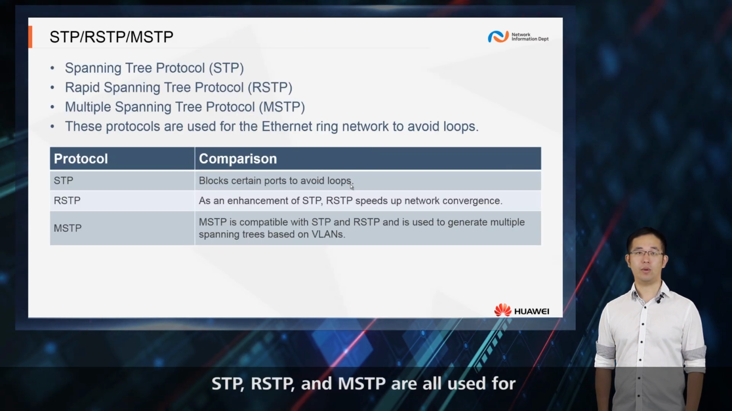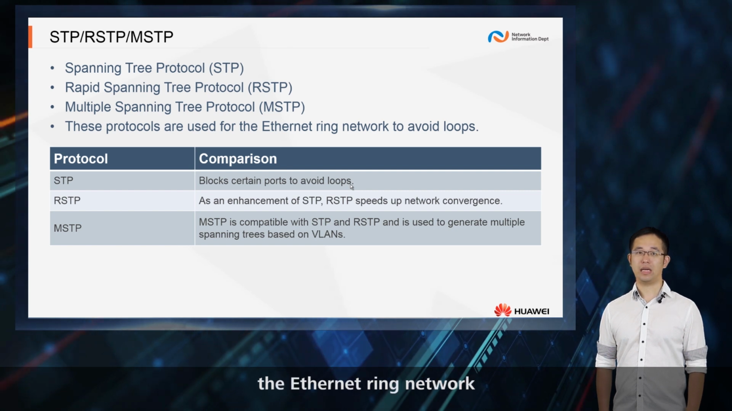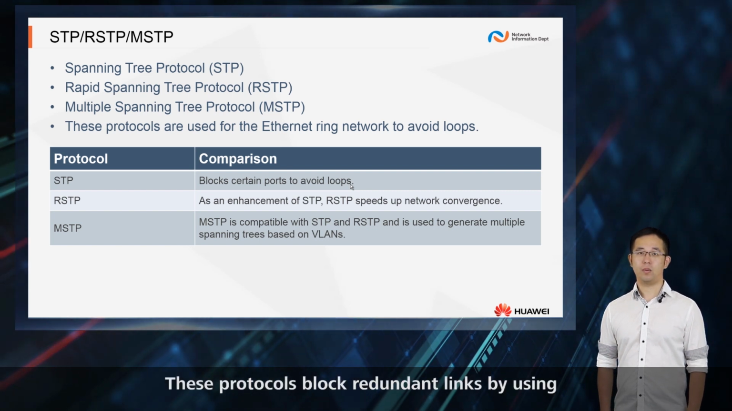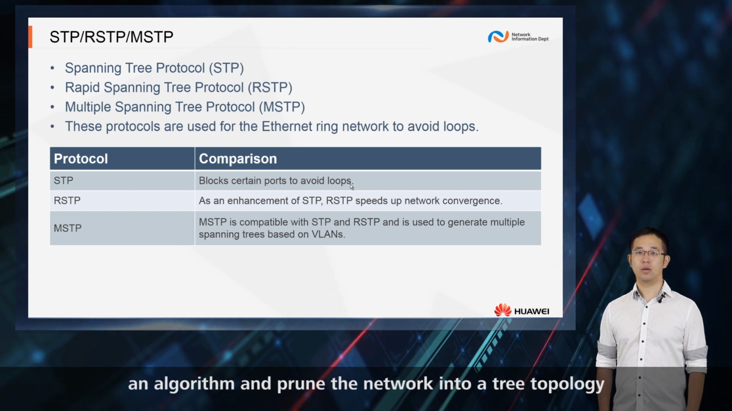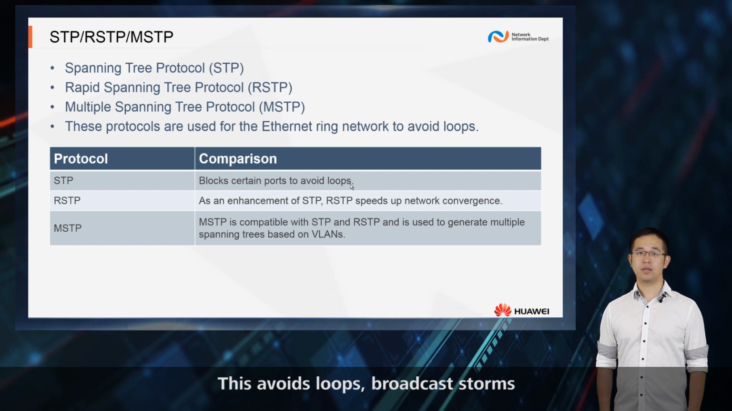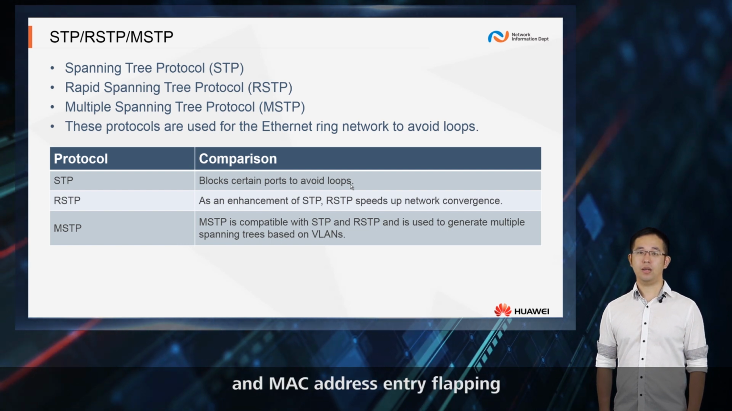STP, RSTP, and MSTP are all used for the Ethernet ring network. These protocols block redundant links by using an algorithm and prune the network into a tree topology. This avoids loops, broadcast storms, and MAC address entry flapping.